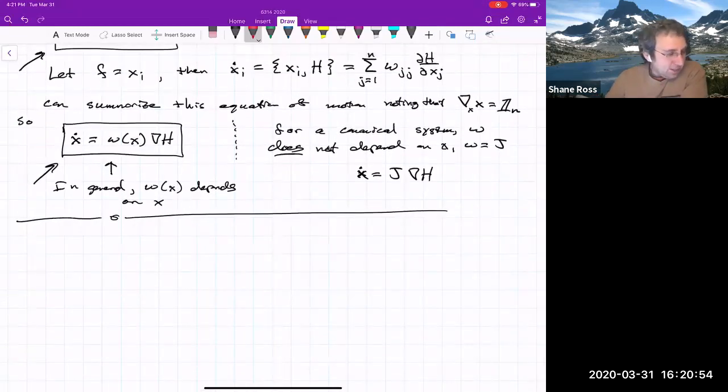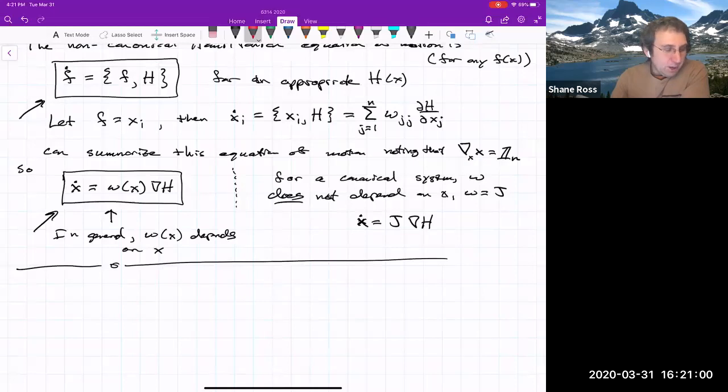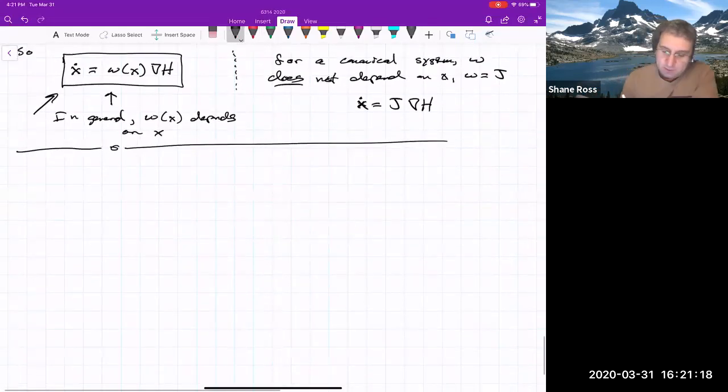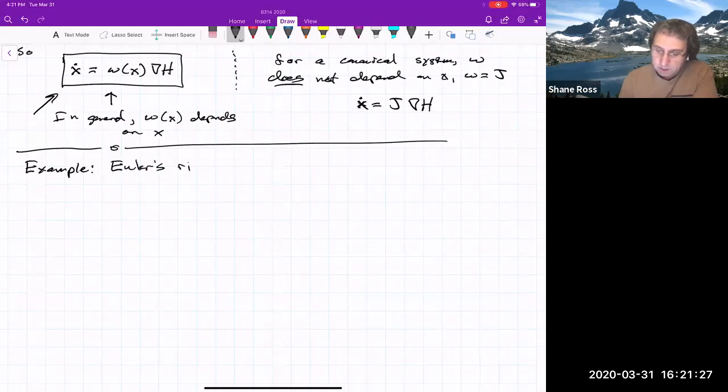And usually they're not terribly obvious. Some of the work that my PhD advisor did was identifying the Poisson bracket for different continuum mechanics PDEs, like the Maxwell-Vlasov for plasma physics and other things like Navier-Stokes. But the simplest non-canonical Hamiltonian system is from rigid body mechanics. And it's Euler's rigid body equation, written in terms of angular momentum.